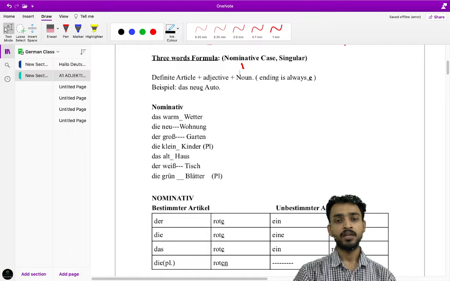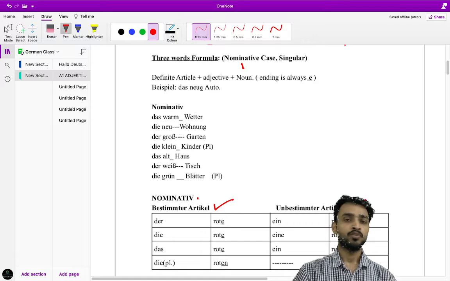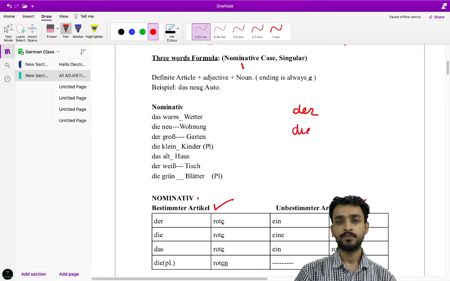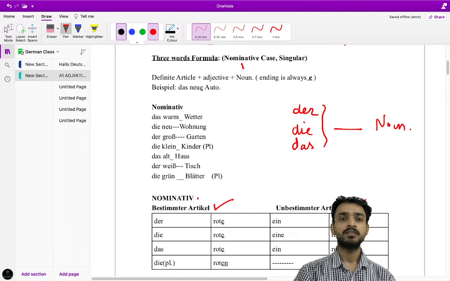With nominative there are definite articles, bestimmter, and then unbestimmter, indefinite articles. You can learn the table or I will help you understand the concept. With nominative case, definite article, we have three articles: der, die or das. With all these three articles, if there is an adjective and then a noun, suppose I write the word noun here, then the adjective ending in this case is always E. Adjective ending is E.